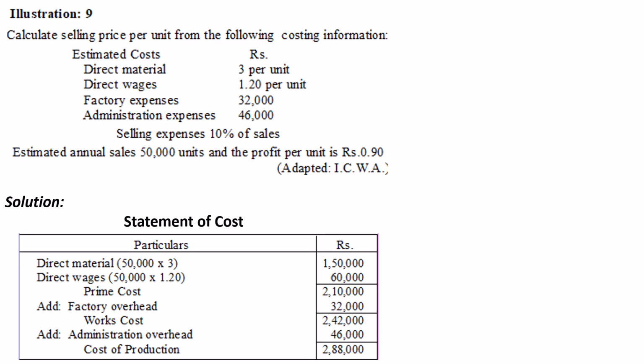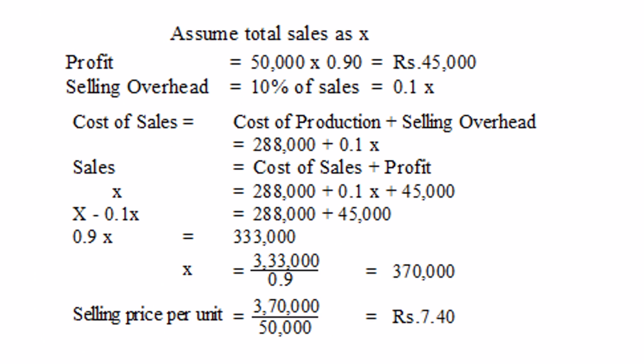Estimated statement of cost for the month of July 2025 is presented here. Illustration 9. Calculate the selling price per unit from the following costing information. The details are presented here. Solution. Statement of cost is presented here. Selling price per unit is calculated here.